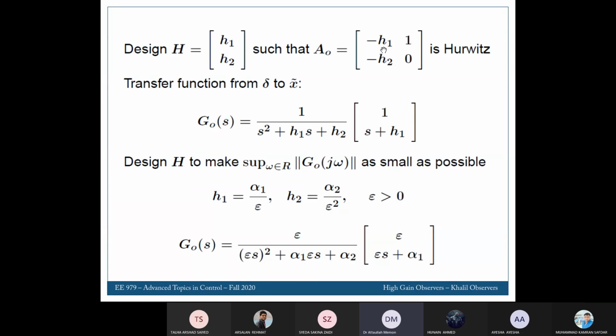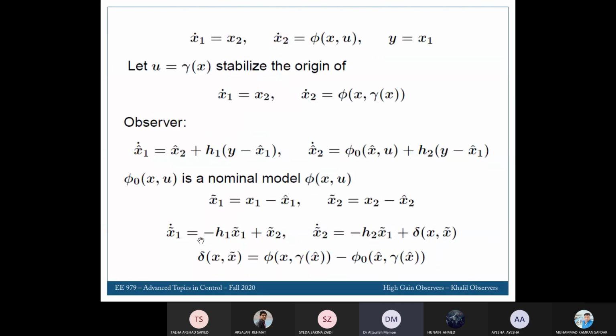This is my A node system, because if we just go ahead and make x1 tilde and x2 tilde state variables, and make the state equation in terms of a matrix, you will end up with x1 tilde dot, x2 tilde dot in a vector equal to a matrix called A node. A node will have minus h1, then 1, and then minus h2 and 0, plus delta x tilde. So you are going to end up with this matrix.